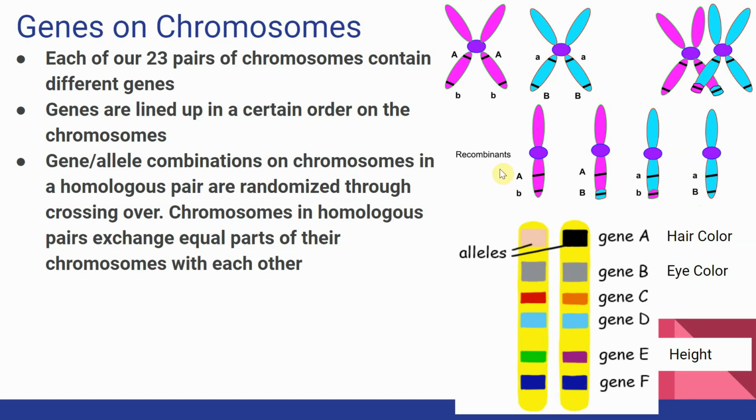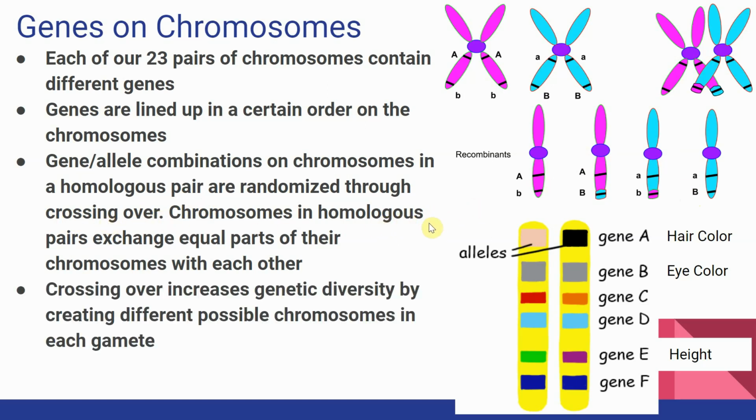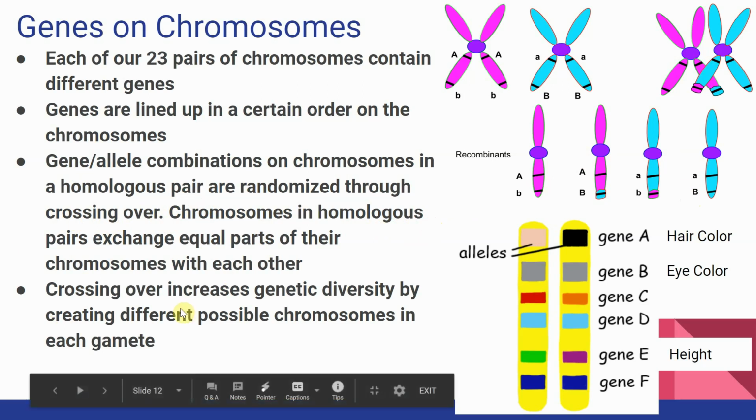We have created new combinations of chromosomes. And that's why this process of crossing over is so important. It helps us to increase our genetic diversity on our chromosomes. So genetic diversity, again, crossing over increases genetic diversity by creating different possible chromosomes in each gamete.